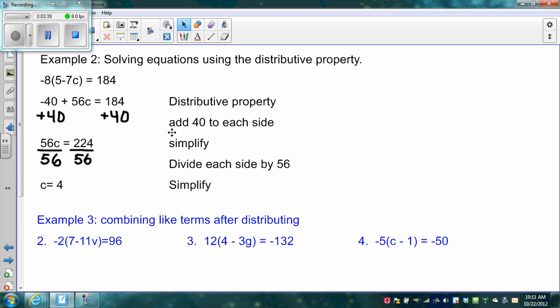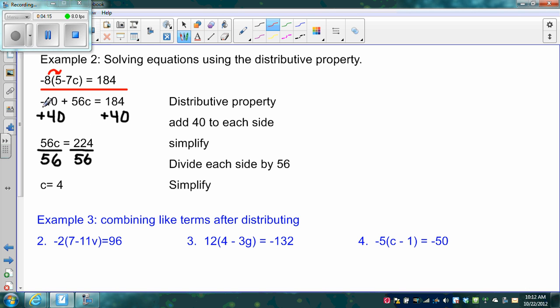The next example here is solving equations using the distributive property. So focusing here initially, what we need to do is distribute this -8 to the inside of the parentheses, because it's -8 times everything within these parentheses. So -8 times 5 is -40. -8 times -7c is 56c. So be careful here. We have a negative here and a negative here, so it becomes positive.